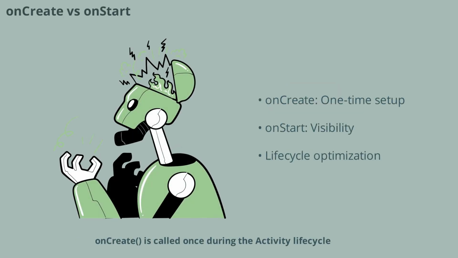onCreate is called once during the activity lifecycle, either at app start or after destruction and recreation. onStart is called whenever the activity becomes visible, typically after onCreate or onRestart. Knowing the difference helps optimize initialization and resource management.